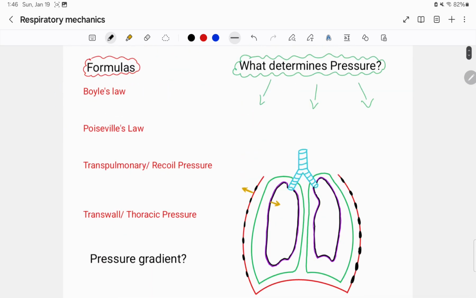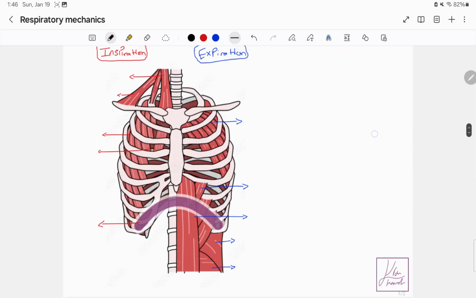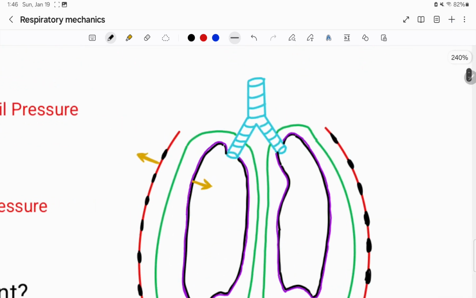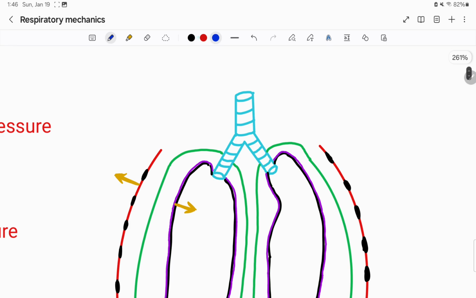Before we start talking about respiratory mechanics, we've got to set a couple of formulas down and take a look at a little bit of the anatomy of the lungs and the thoracic wall, just so we're all on the same page. First things first, let's look at the anatomy of the lung, very briefly.